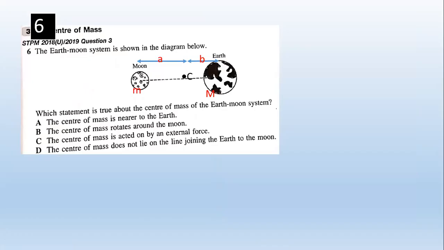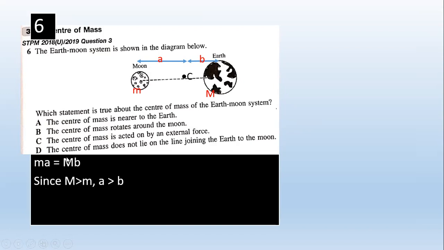Okay, have a go at this one. Stop your video. Try this one. This is a past year question. The Earth-Moon system is shown in the diagram below. Draw the diagram itself. That is your distance A. That's your distance B. That's your big M. That's your small m. Which statement is true about the center of mass of the Earth-Moon system? Work it out. Just assume that there's a weight coming down. If you've forgotten the formula, then take moments about the center of mass. You've got your M times A, m times B, and then work it out.